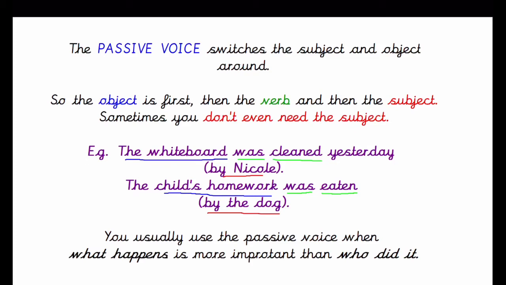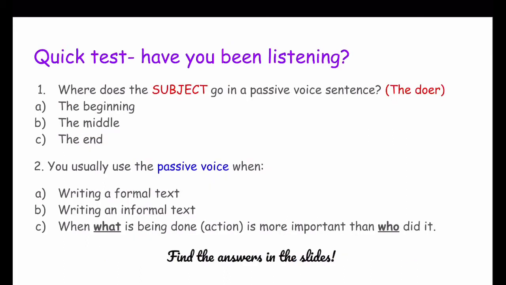And what was the dog ate the child's homework, we now have the child's homework, object first, was eaten by the dog. Again, we don't have to say by the dog. We could just say the child's homework was eaten. So that's why we usually use the passive voice when what happens is more important than who did it. So we start with what happened, and sometimes we don't even mention who did it. Sometimes we don't know.